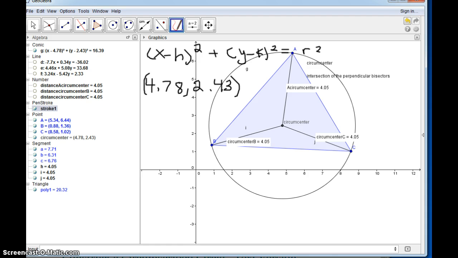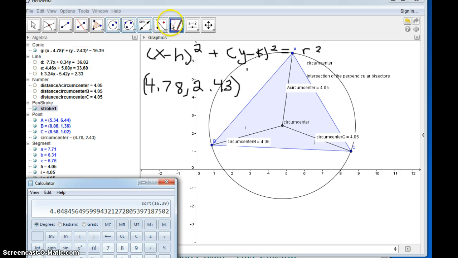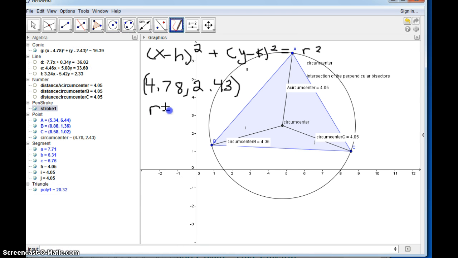So if I take my calculator, and I've got something in here right now, so clear it, and I take 16.39 and take the square root, that's 4.05 rounded, which is the radius. So I would write down that the radius is 4.05, and this is how you find the equation. The equation is written right here.